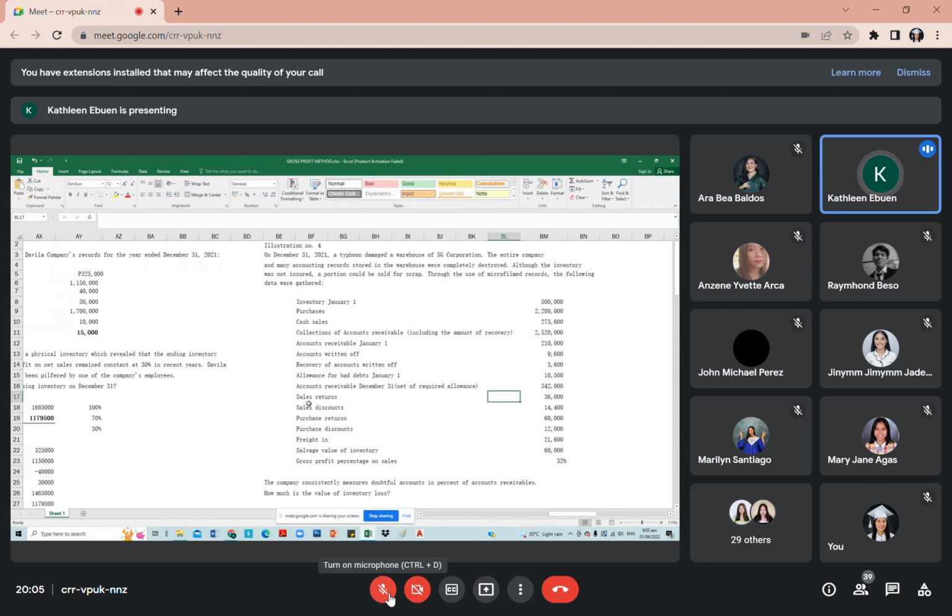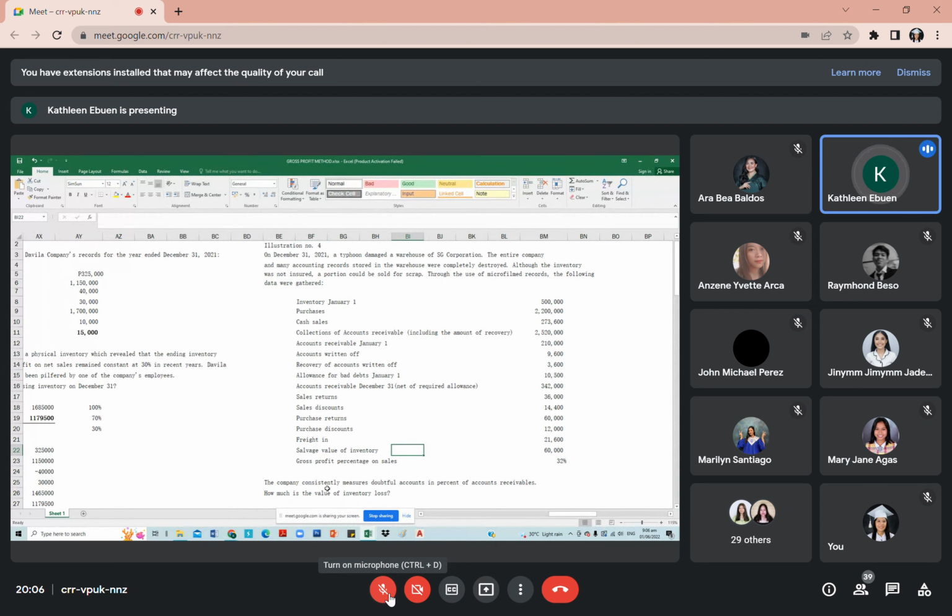We have the sales returns, 36,000. Sales discount, 14,400. Purchase return, 60,000. Purchase discount, 12,000. Freight in. We have the salvage value of inventory, 60,000. Please take note of this one. And then the gross profit percentage on sales, okay, based on sales siya, 32%.